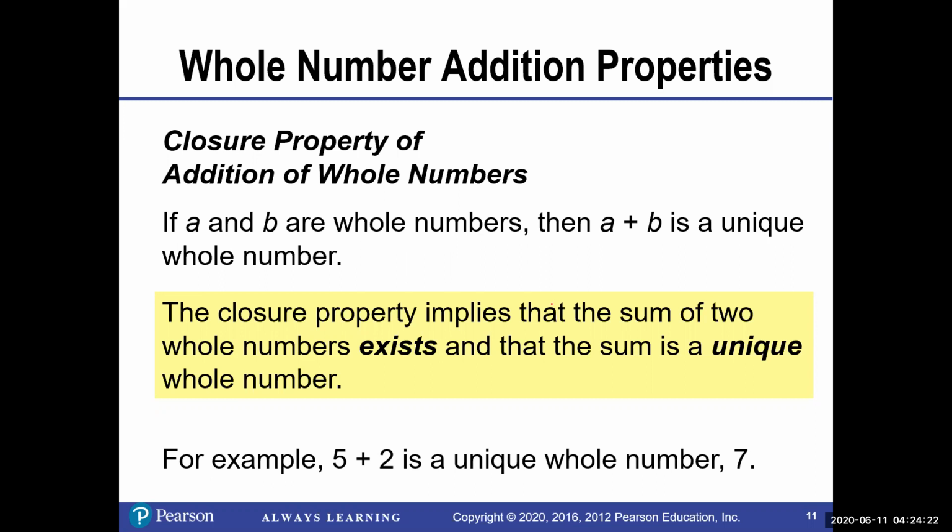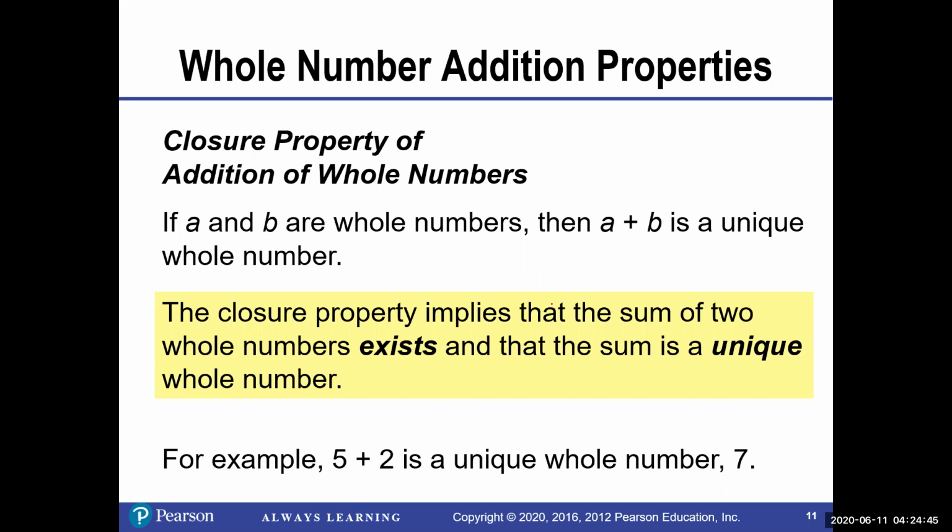Okay, now 5 is a whole number, 2 is a whole number. When I put 5 plus 2 together, it gives me 7, which is a whole number. So we say 7 is closed under the set of whole numbers. And that is the closure property.